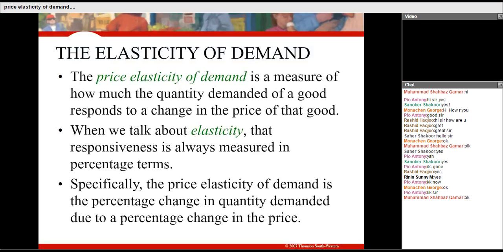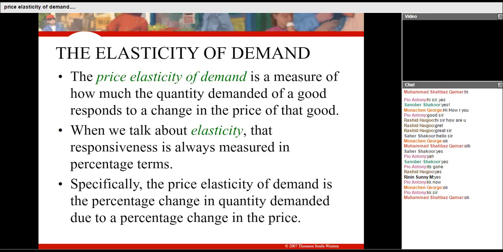We will see how a change of price affects the quantity demanded. Now see, the price elasticity of demand is a measure of how much the quantity demanded of a good responds to a change in the price of that good. Clear? I have already told you. So it's a measure of how much the quantity demanded of a good, product, merchandise or commodity responds to a change in the price of that good.